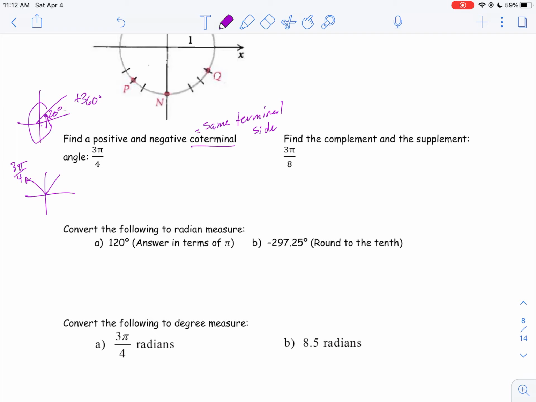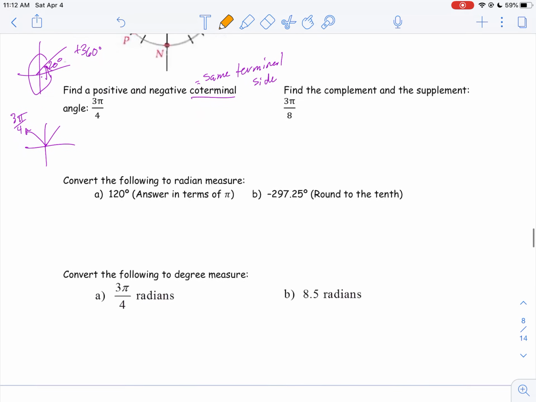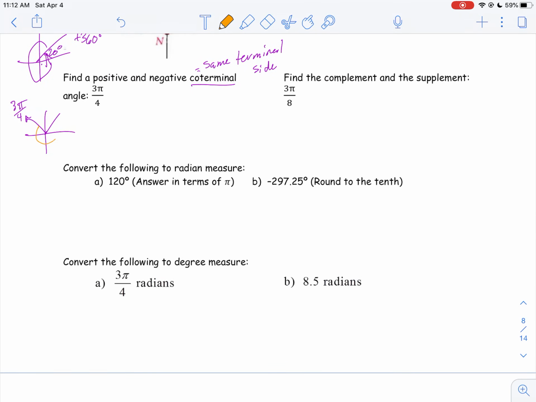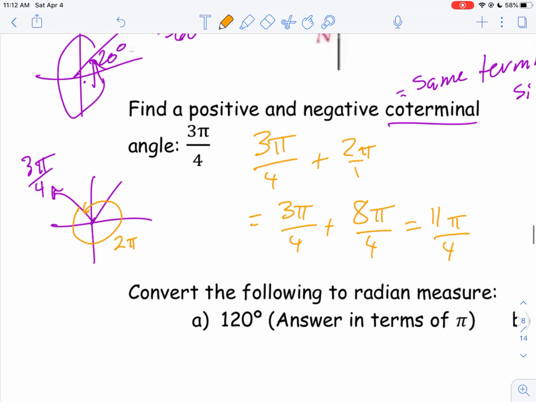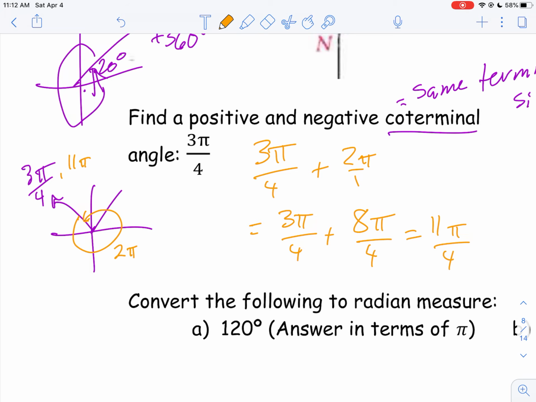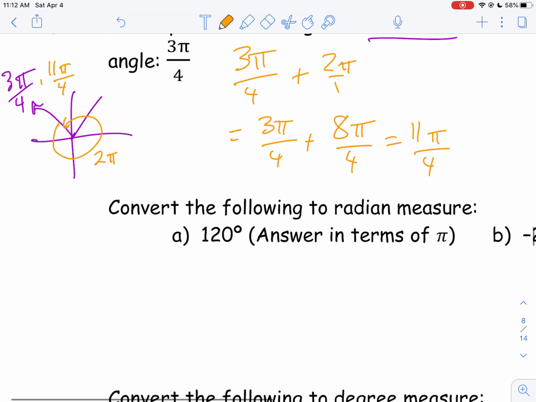How do I find a positive and negative coterminal angle? Well, I can just add 360. But wait, we're not in degrees anymore, we're in radians. So I can just think of it as adding 2 pi. So 3 pi over 4 plus 2 pi. Need common denominators. 3 pi over 4 plus 8 pi over 4. Multiply the numerator and denominator by 4. That gives us 11 pi over 4.